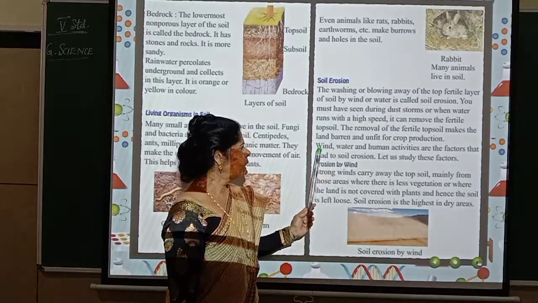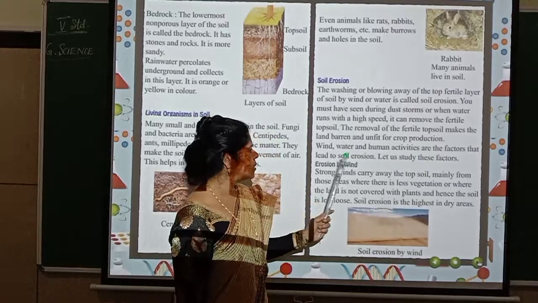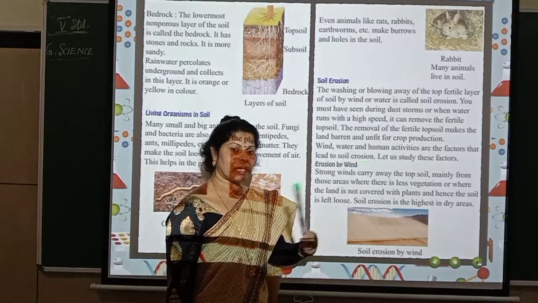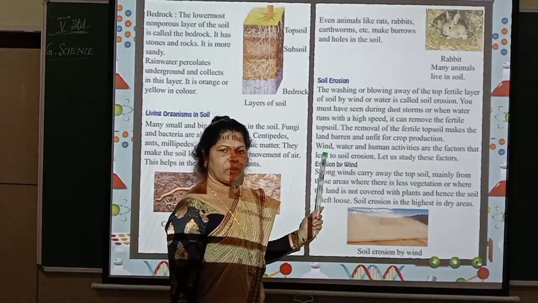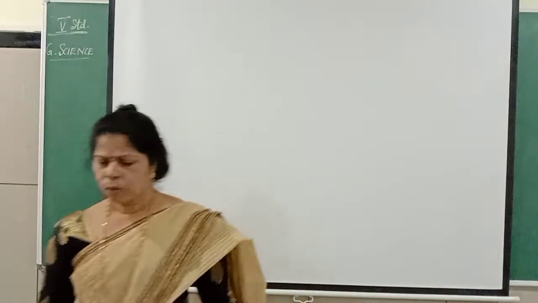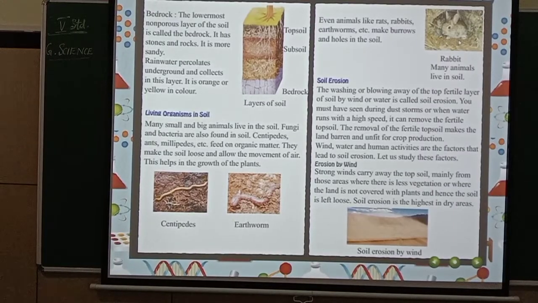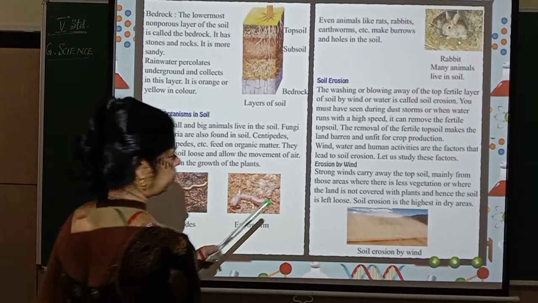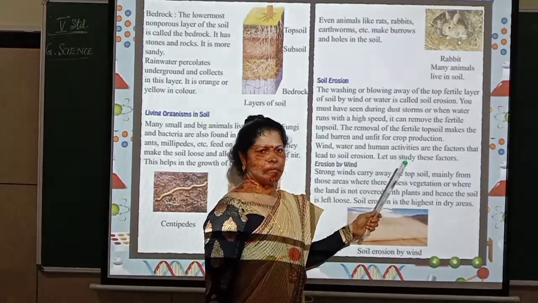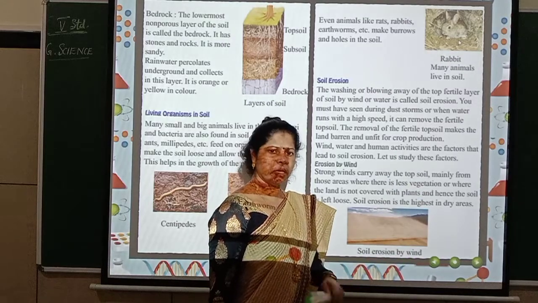Understood? Now wind, water and human activities are the factors that lead to soil erosion. So how is this soil getting eroded? How is it getting washed away? Mainly because of wind. Heavy wind will wash it. Water also is going to wash it. So wind, water and human activities. What are human activities? For his own construction of houses, buildings or factories, industries, what is he doing? He is disturbing the soil, isn't it?